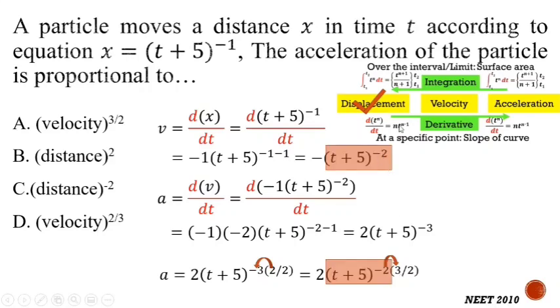Here you can see these are the 2 common terms, and I will replace this term with the help of velocity. So this becomes minus v raised to 3 by 2. That means the acceleration is directly proportional to velocity raised to 3 by 2, which is the correct answer. Velocity raised to 3 by 2. Here option A is the correct answer.